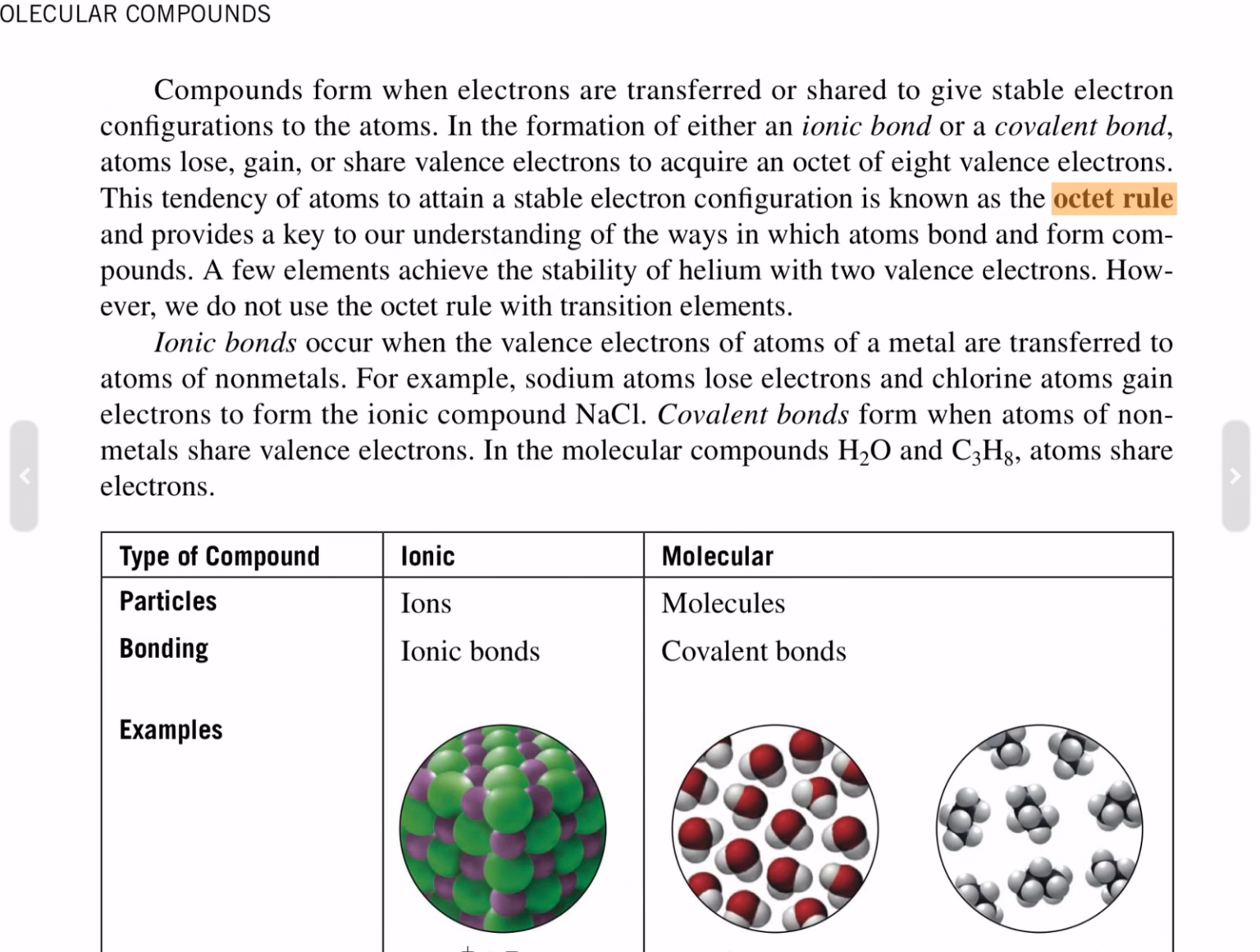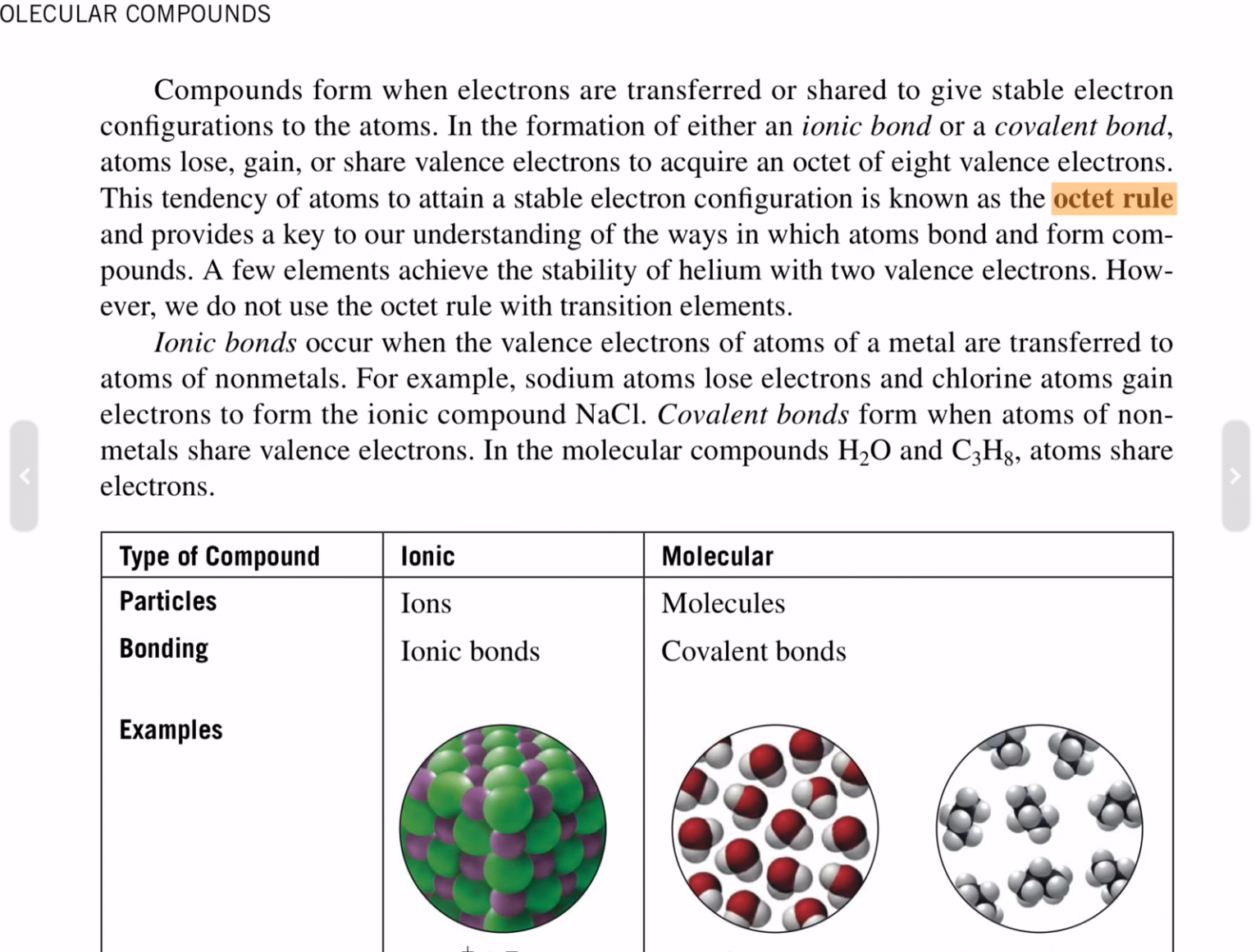In the formation of either an ionic bond or a covalent bond, atoms lose, gain, or share valence electrons to acquire an octet of 8 valence electrons. This tendency of atoms to attain a stable electron configuration is known as the Octet Rule, and provides a key to our understanding of the ways in which atoms bond and form compounds. A few elements achieve the stability of helium with 2 valence electrons. However, we do not use the Octet Rule with transition elements.